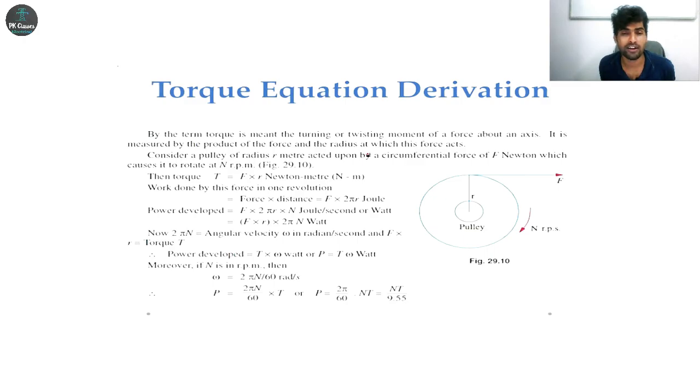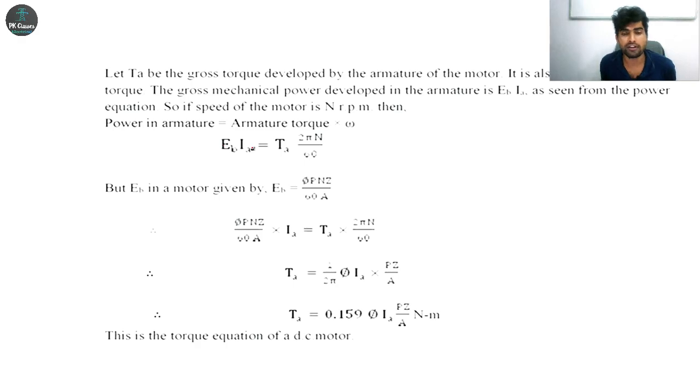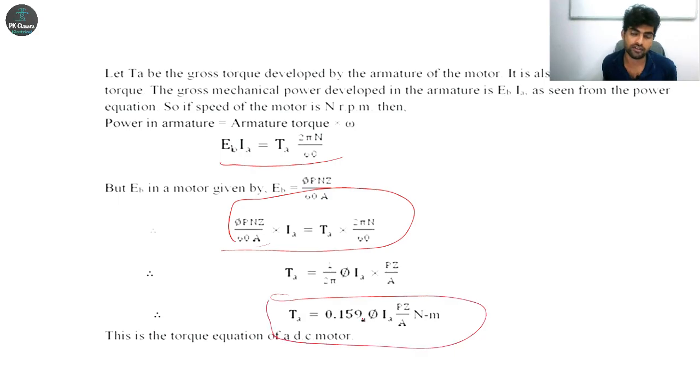Once again, we will revise the derivation of torque. Consider a pulley or drum having radius of R meter, force F, and speed N in RPM. This one rotates in this direction. Torque is nothing but force into radius, and work done is force into distance. Finally, we will get T into omega, where T is torque and omega is 2 pi N by 60. Electrical output power is equal to mechanical output power, so Eb Ia is equal to T into 2 pi N by 60. Equating these two equations, finally torque is equal to 0.159 phi Ia P Z by A Newton meter.